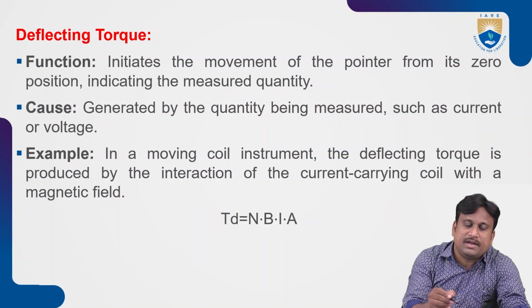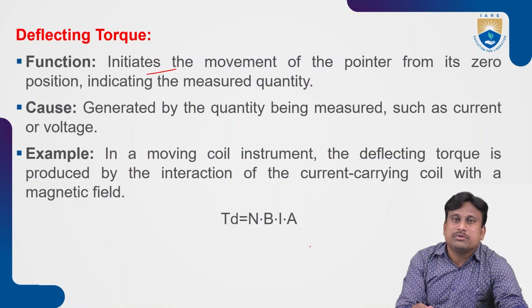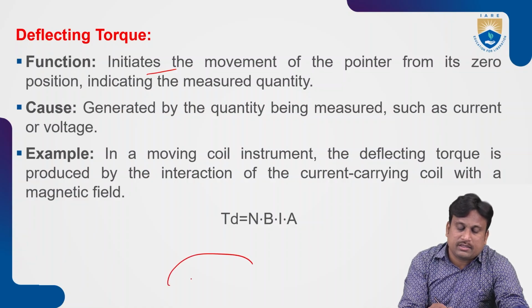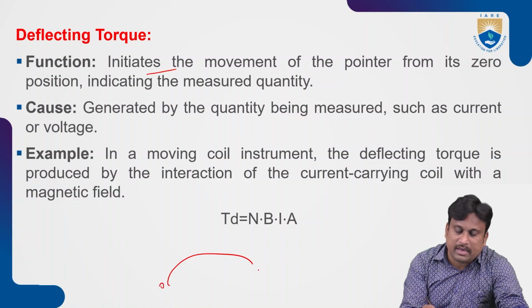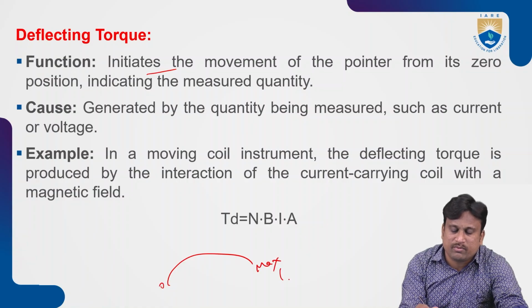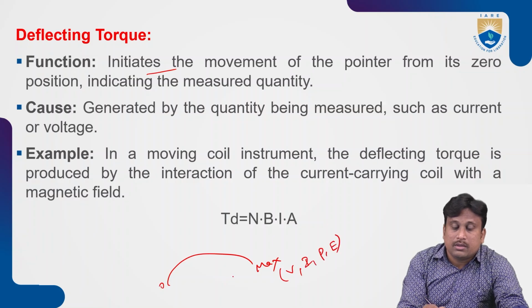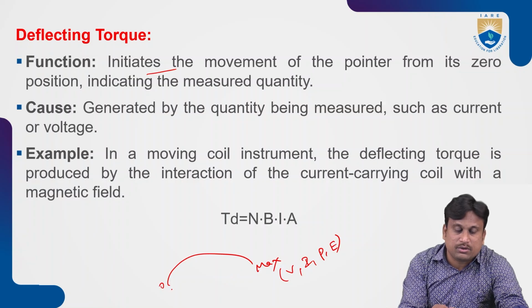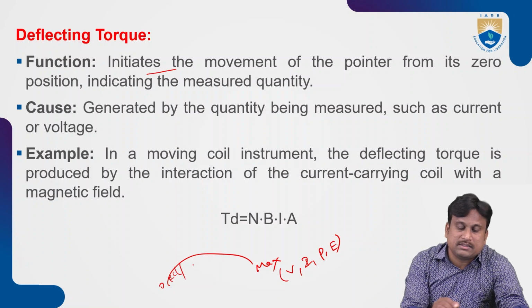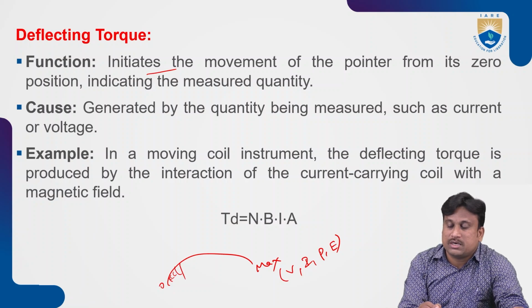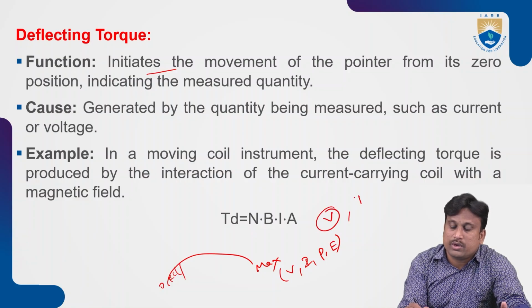So the functionality of the deflecting torque is to initiate the movement of the pointer. Usually the pointer moves from the zero value to the max value. The max value may be voltage, current, power or energy, whatever it may be. It initiates the movement of the pointer from the zero position and indicates the measured quantity. The cause is generated by the quantity being measured, such as current or voltage. Not only current or voltage, we can also initiate it with some other factor.